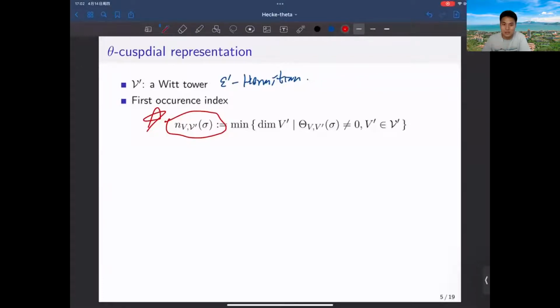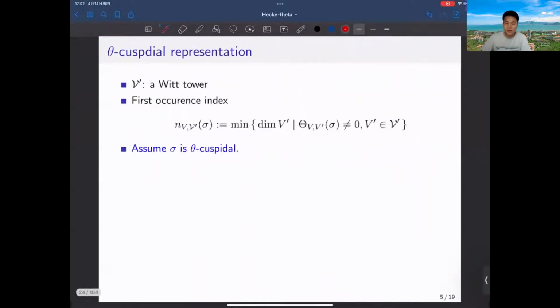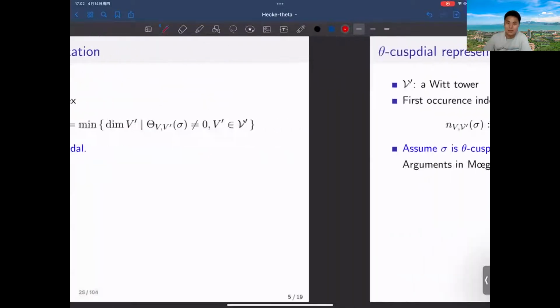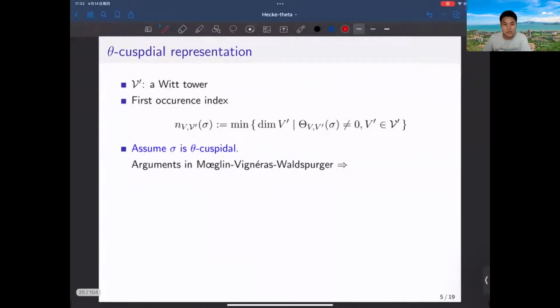Okay, so then we assume sigma is theta cuspidal. Then, basically using Kudla's filtration and arguments in the Moeglin-Vignéras-Waldspurger book, there's a chapter, I think chapter 5, something like this, it talks about induction and the theta correspondence.